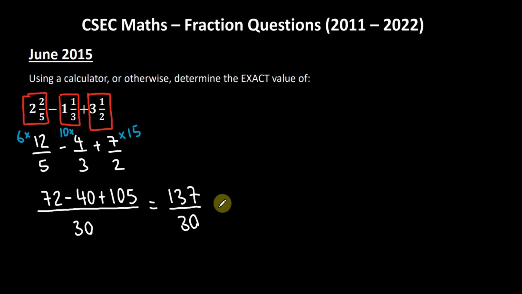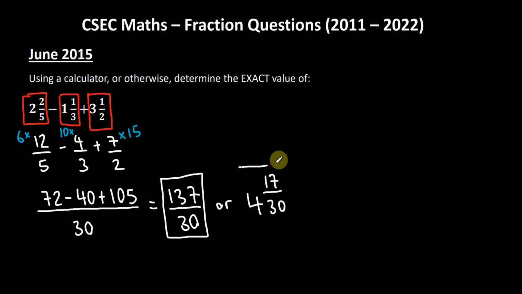What we could do is we could always write this as a mixed fraction if we wish to. So I believe this would be 4. So 30 into this goes 4 times. 4 times 30 is 120. 120 from 137 will leave us with 17 out of 30 right there. So we could leave our answer as an improper fraction, or we could write it as a mixed fraction like this one.